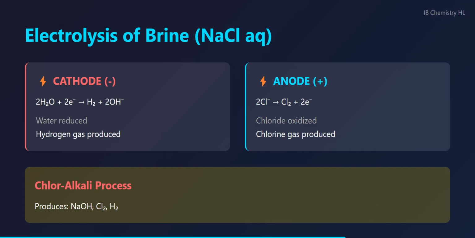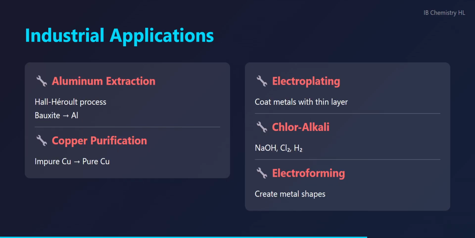Let us look at the electrolysis of aqueous sodium chloride, also known as brine. At the cathode, water is reduced to hydrogen gas and hydroxide ions. 2H2O plus 2 electrons gives H2 plus 2OH-. At the anode, chloride ions are oxidized to chlorine gas. 2Cl- gives Cl2 plus 2 electrons. This is the chlor-alkali process.